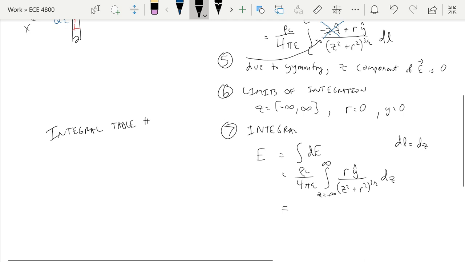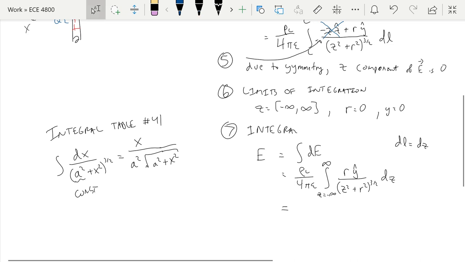This was number 41. And this states that the integral of dx over a squared plus x squared to the power of 3/2 is equal to x over a squared, square root of a squared plus x squared. All right, so this is just a general form for a function x, and a is some constant, and x is your variable of integration.